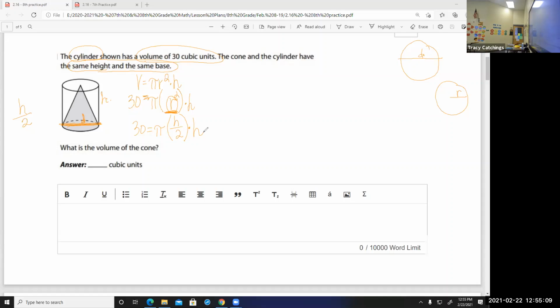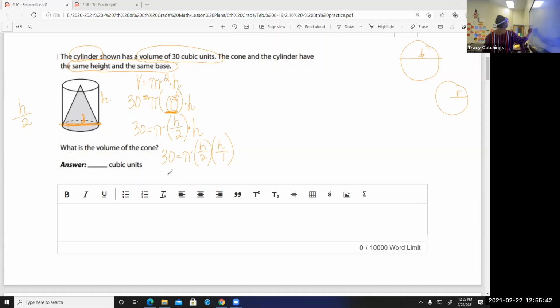All right, looking at that, what do you notice? Can I write that second h as a fraction? I can write any number as a fraction by putting the number over what? Not 2. Over 1. So now let's look at what we have: h times h and 2 times 1.